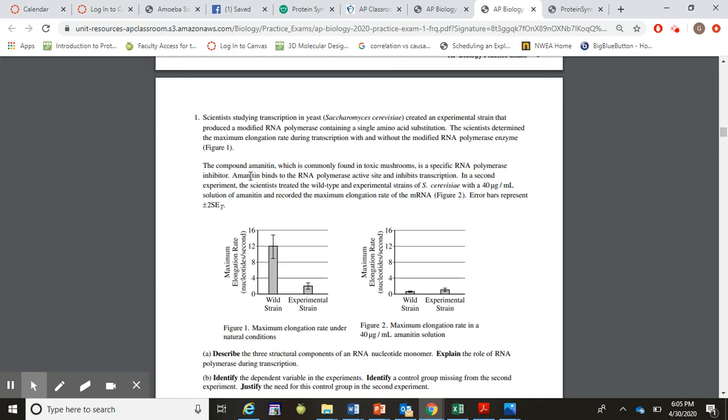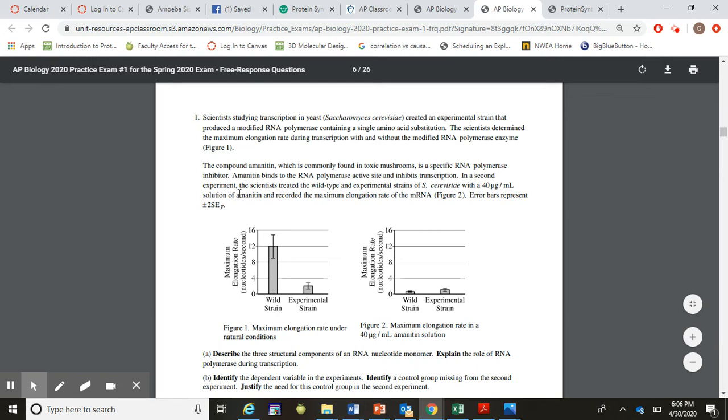Okay, the compound amanitin, which I can't pronounce, is commonly found in toxic mushrooms and is a specific RNA polymerase inhibitor. So remember, RNA polymerase is an enzyme. An inhibitor would do something to reduce the effectiveness of the enzyme. A competitive inhibitor would bind to the active site, and a non-competitive inhibitor would bind to an allosteric site. Both prevent the enzyme from breaking down its substrate or completing its task. Amanitin binds to the RNA polymerase active site, so it's a competitive inhibitor, and inhibits transcription.